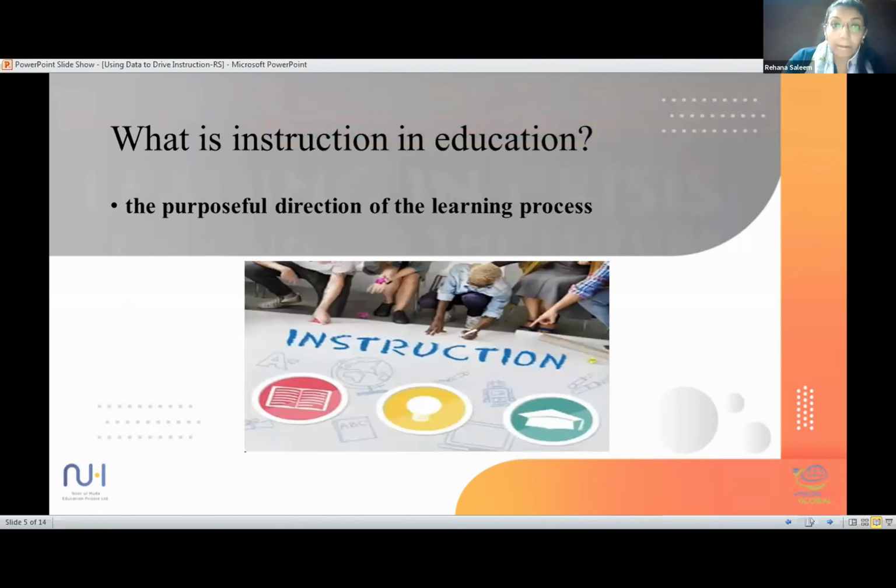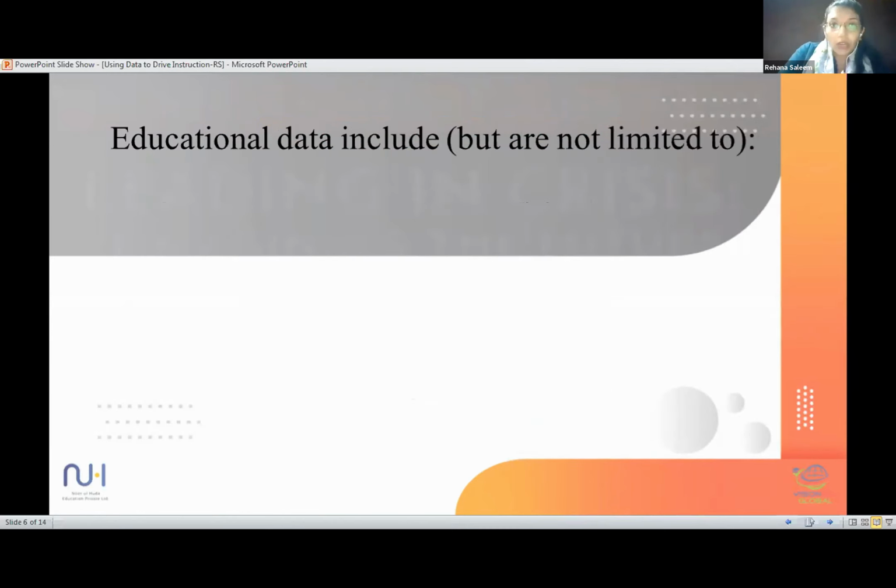Okay, right. But if we talk about educational data, now if I talk about data driving instruction in education, what is educational data all about? We are all teachers, right? So if you can write in the chat box, how do we get data? As a teacher, how do I get data of my students? What are the forms of getting data?